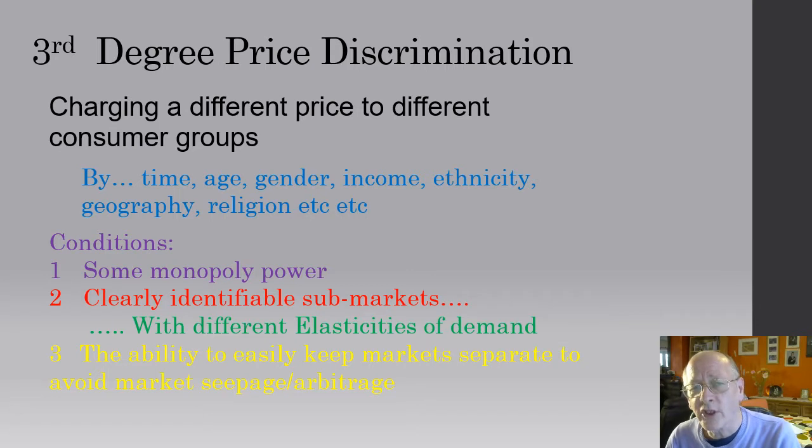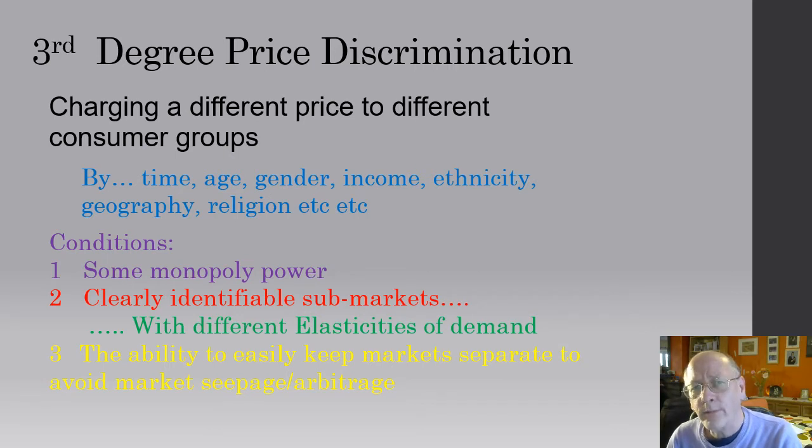So what are the conditions? Well, the first one is obvious. For a firm to price discriminate, it's got to have some ability to change price, so it's got to have some monopoly power. I would not go into that in any great detail on an answer if I were you. It's got to be able to clearly identify two or more sub-markets, and the key thing is those sub-markets must have different elasticities of demand.